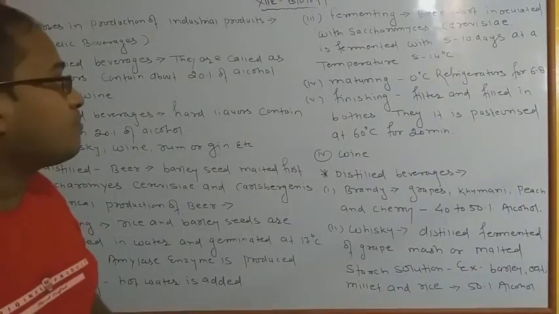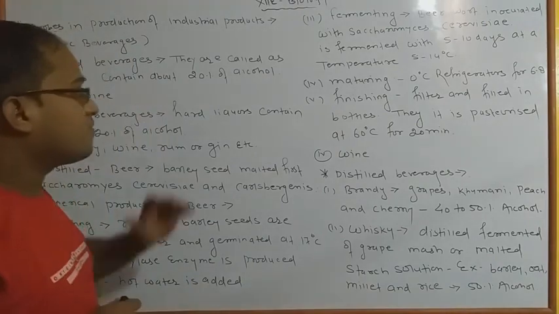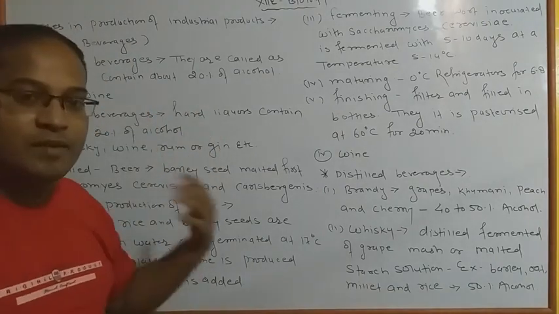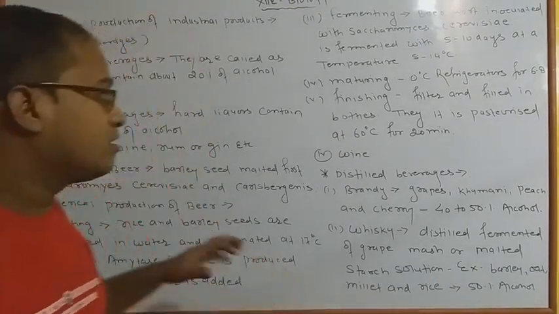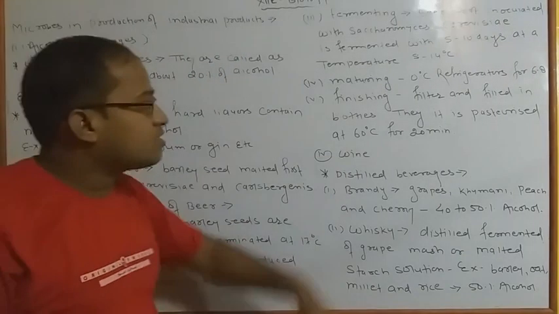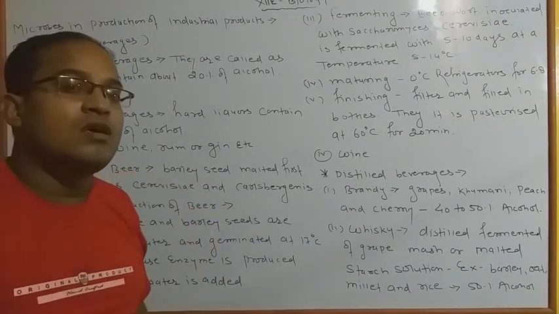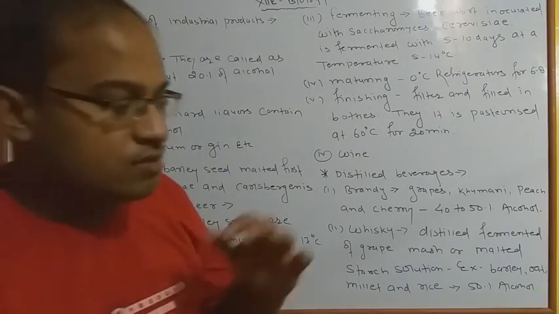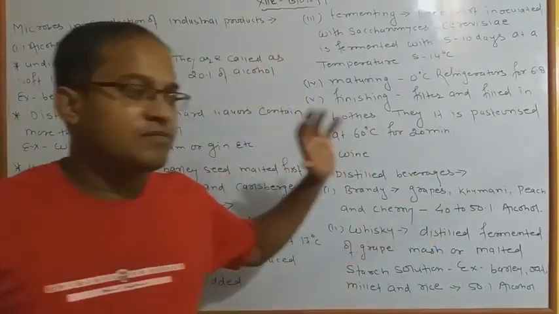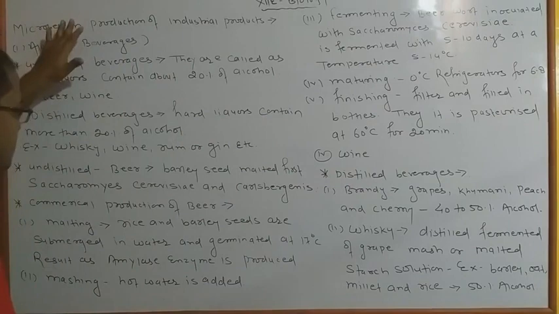So here we have to discuss how microbes are used in the production of different types of beverages. It may be industrial, and there are so many beverages, and generally these are all produced by the use of microbes. We know that microbes are used for the production of certain types of wines, whiskey, and so many other things.